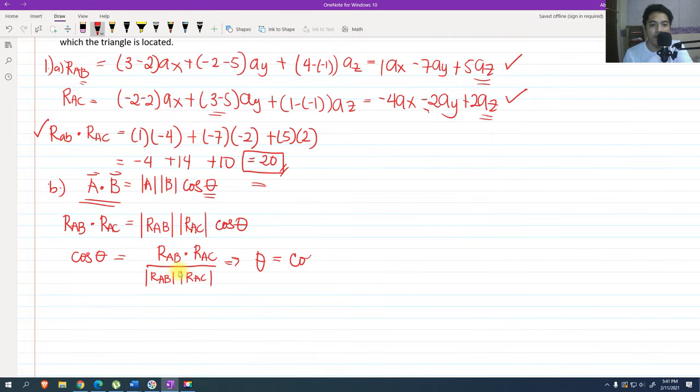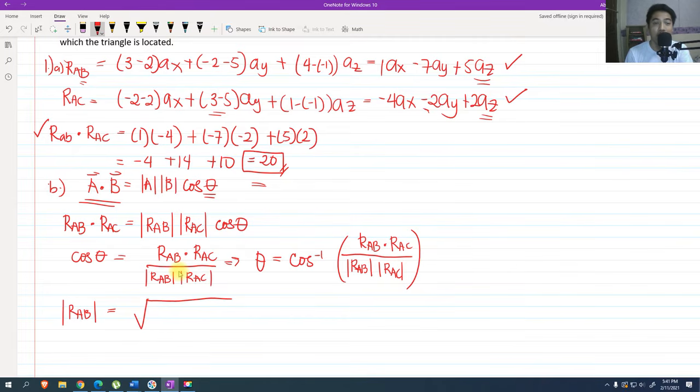Get it by having arc cosine of the dot product of RAB dotted by RAC, all over the magnitude of RAB and then the magnitude of RAC. So first, what we are going to do is to get the magnitude of RAB. If we get the magnitude, then the result is a scalar quantity.